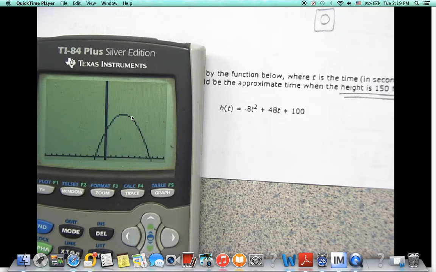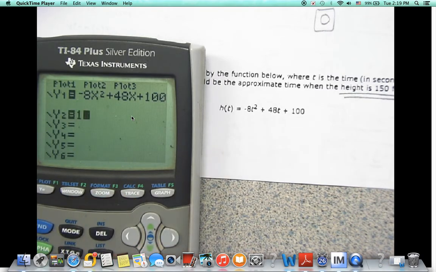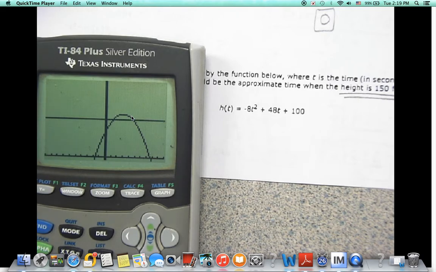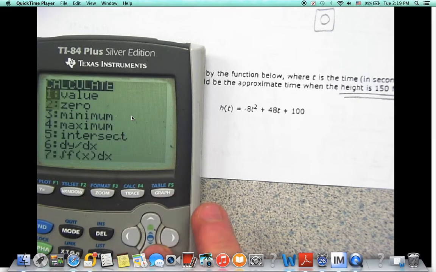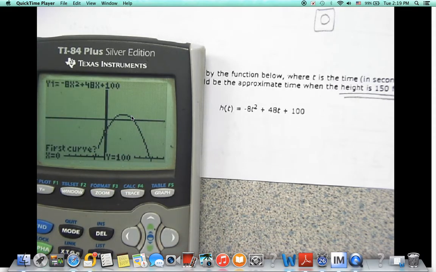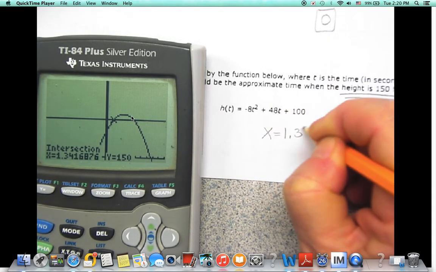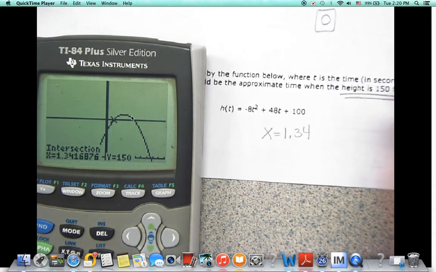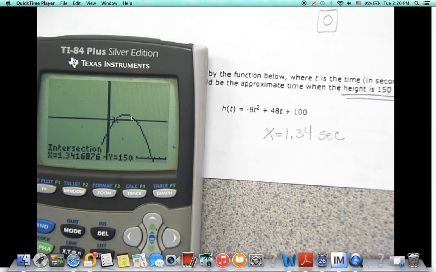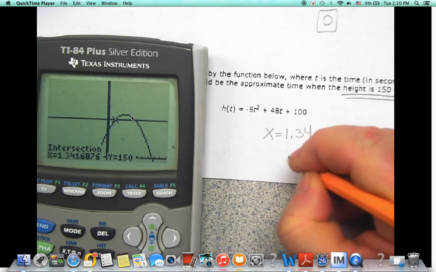All right, so we want to find the time when the height is 150 feet. How are we going to do that? Y2, good. Where are we going to put in Y2? 150. Okay, so it draws a line right across at 150. Then what? Intersect. Okay, second, trace, intersect, enter. You don't have to move it the first time, because it'll get the one that's closest. So X is 1.34 seconds, or the time.